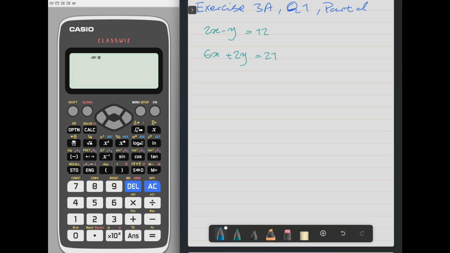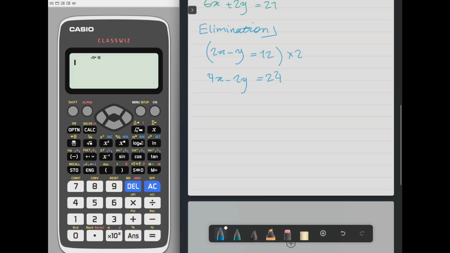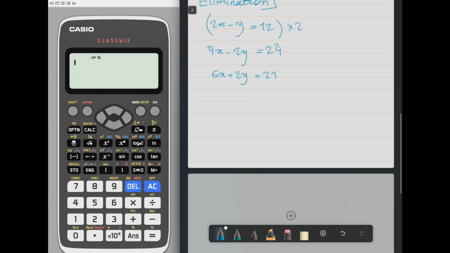So let me write it: elimination. Okay, alright, so 2x minus y equal to 12. I will multiply the whole equation by 2. It will become 4x minus 2y equal to 24. So guys, I'm gonna write the second equation side by side to it. So it will be 6x plus 2y equal to 21. So something interesting is happening, guys. I can add these 2 equations. I can add them up together.